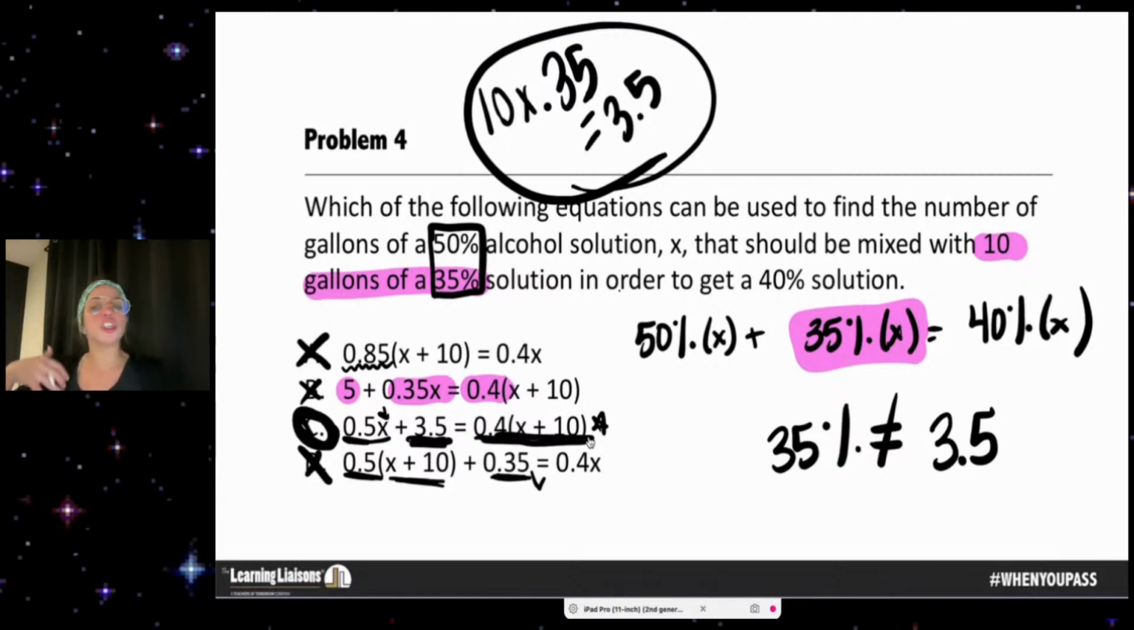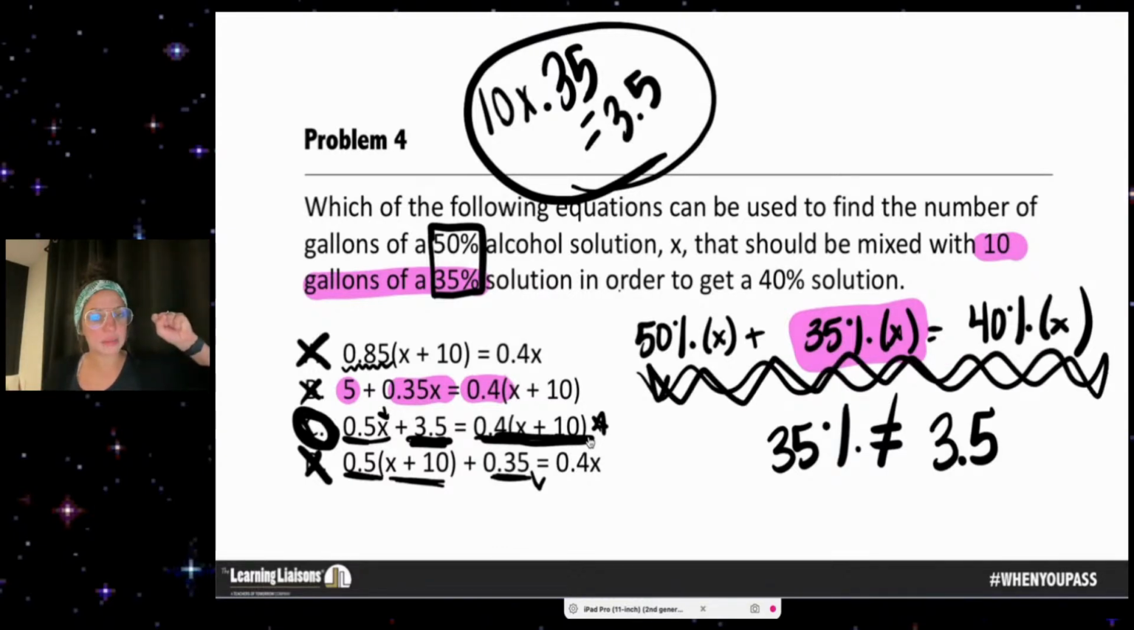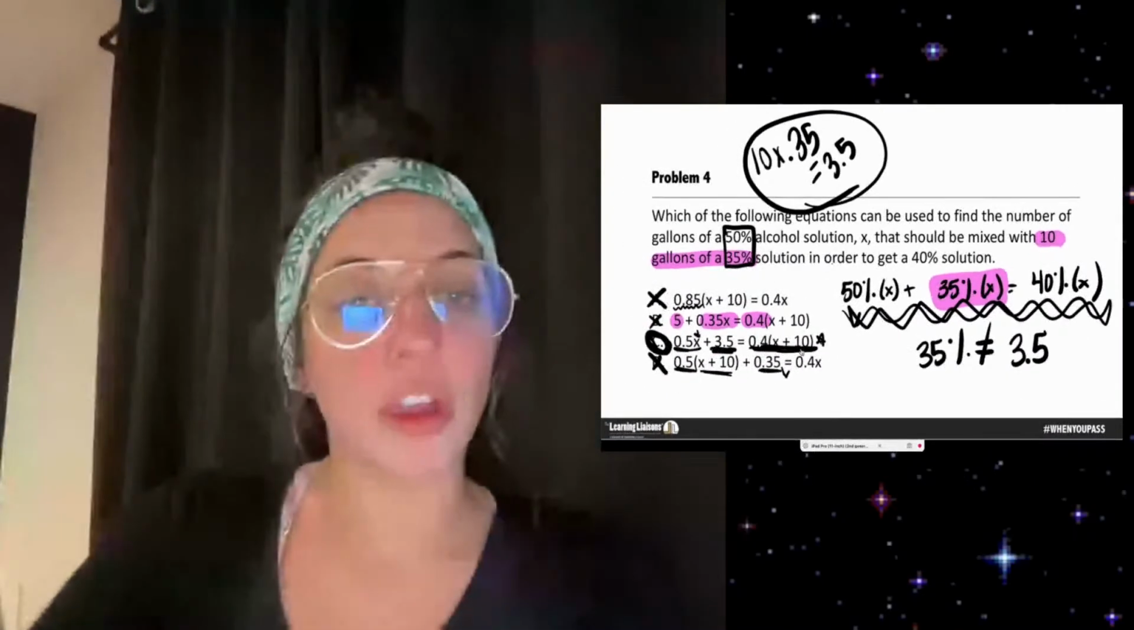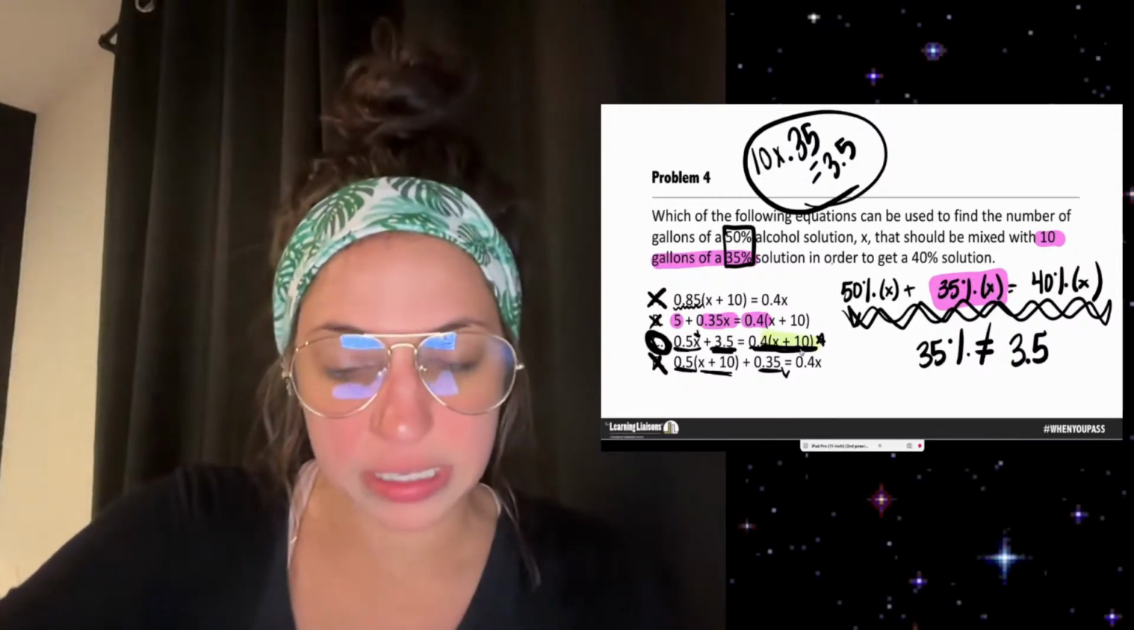Without even understanding this problem, we can get to the right answer just by knowing that I need to have a similar format to this. 50% times some gallons plus 35% times some gallons equals 40% times some gallons. Now, where did they get the X plus 10 from? That's a great question. Where did they get this X plus 10 from?